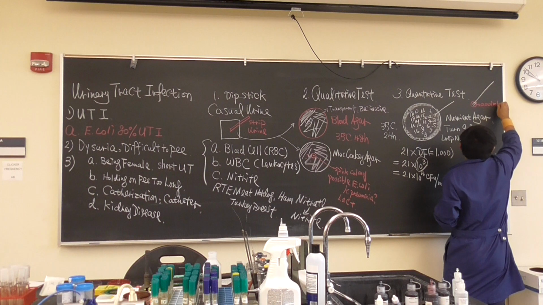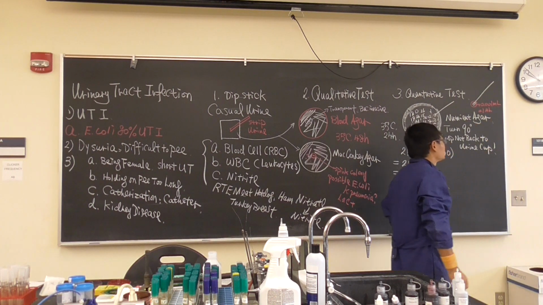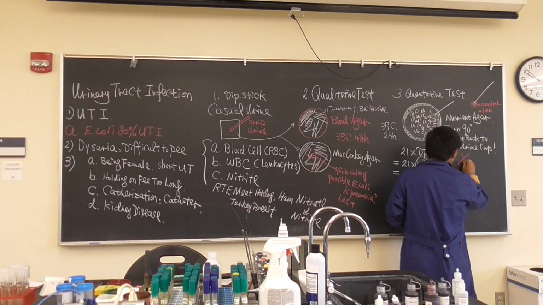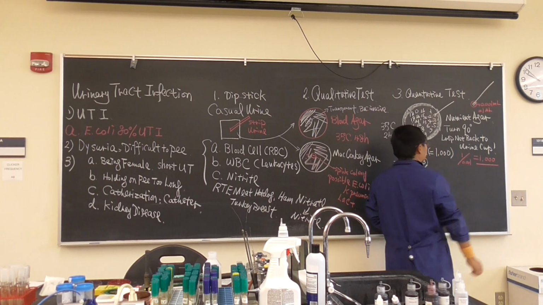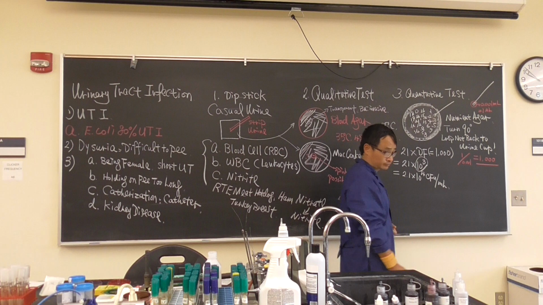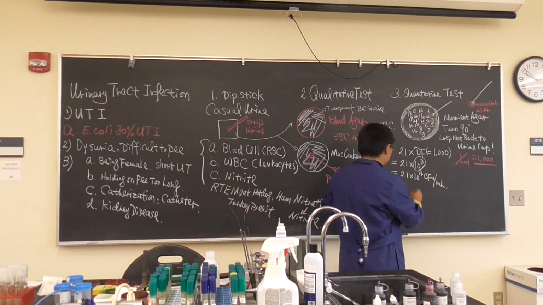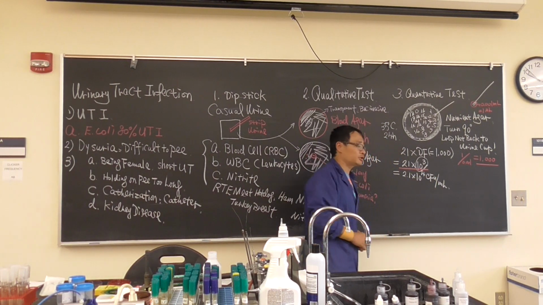0.001 ml. That is 1 microliter. In other words, 1 divided by 0.001 equals 1,000. That's the dilution factor. Okay? Now there's a remaining question. We get this number. Does this patient have a UTI?